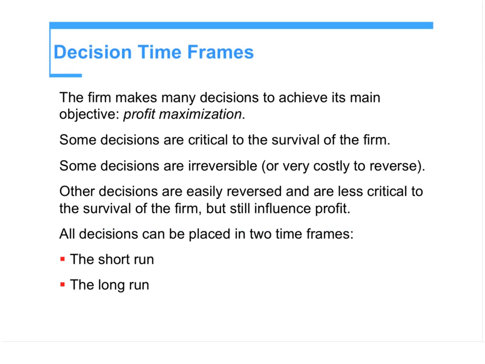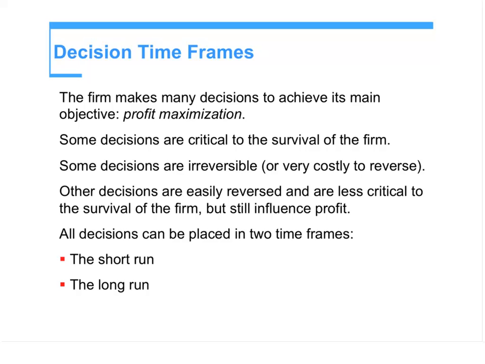First of all, we need to understand the decision time frame. What do we mean by decision time frame? The firm makes many decisions to achieve its objective, of course, and the objective is profit maximization. As a firm, what else do we want? We want to maximize our profit. We want to make money. Other than that, we probably don't have any other goal. That's the source of all the decisions that we make.